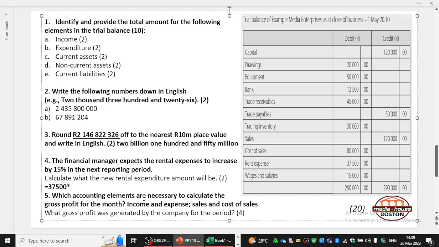So it asks you what are the accounting elements, so income and expenses, and it asks what gross profit was generated by the company. But to be specific, to calculate gross profit, we know that gross profit will be calculated based on sales minus cost of sales. So this is, I think, part of lesson 5 and 6.